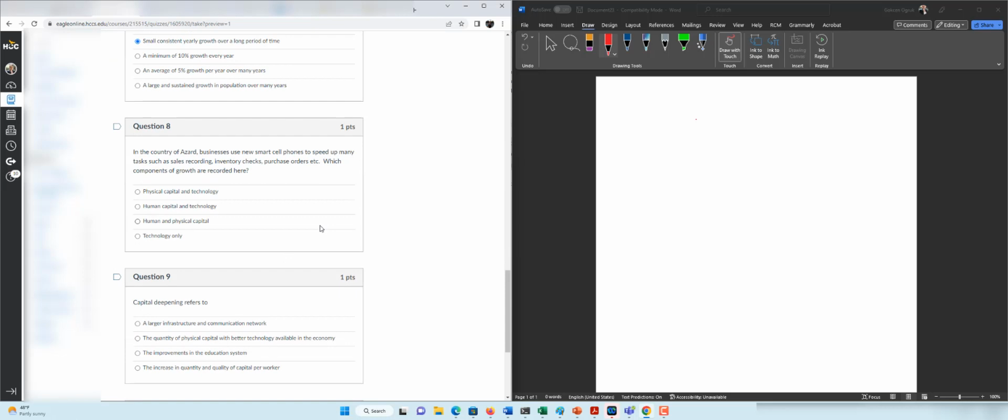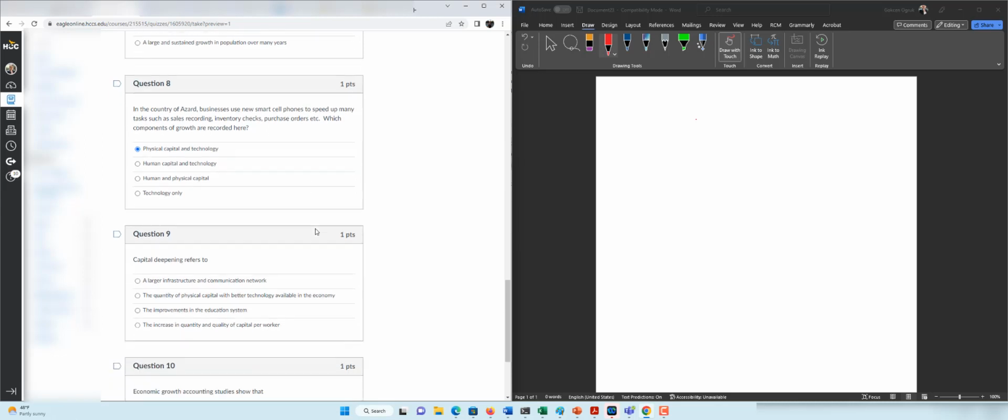Question 8. In the country of Azart, businesses use new smart cell phones to speed up many tasks such as sales, recording, inventory checks, and purchase orders. Which components of growth are recorded here? So they use new smart cell phones, therefore it's the technology, and also they use physical capital, because the cell phones are also physical capital. The new smart cell phones are the technology. Therefore, physical capital and technology are presented here.